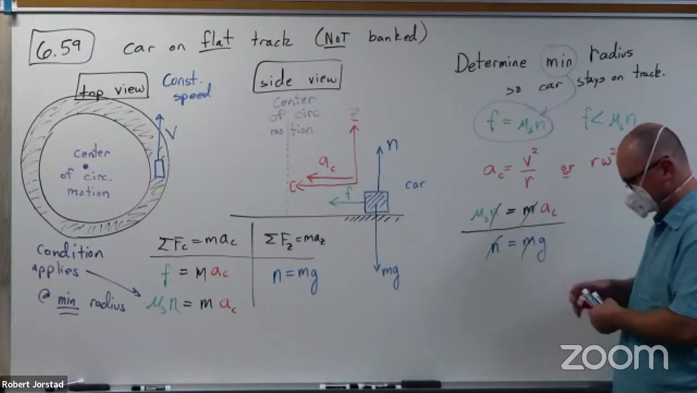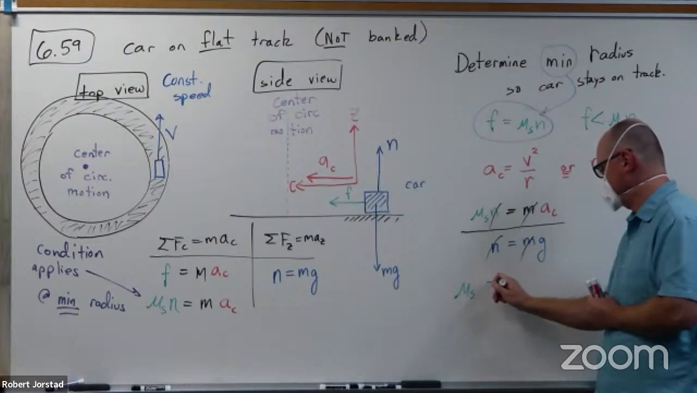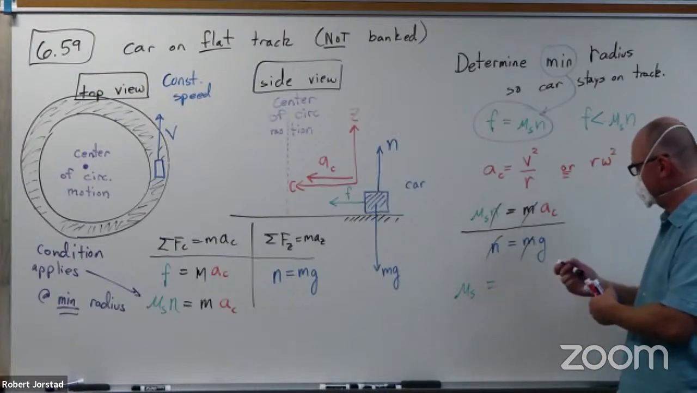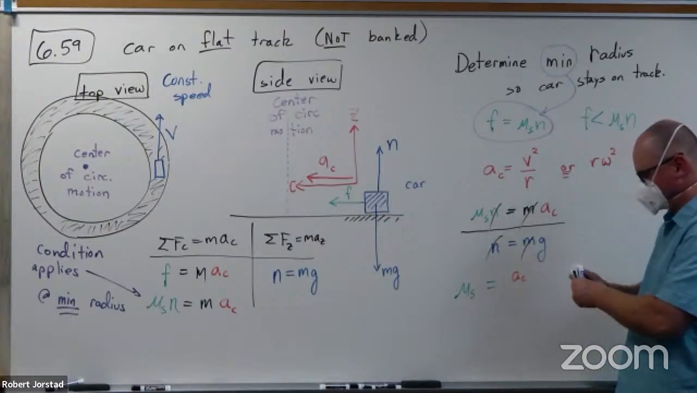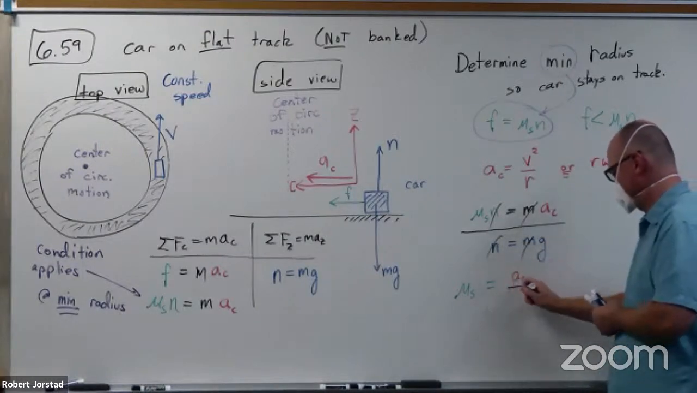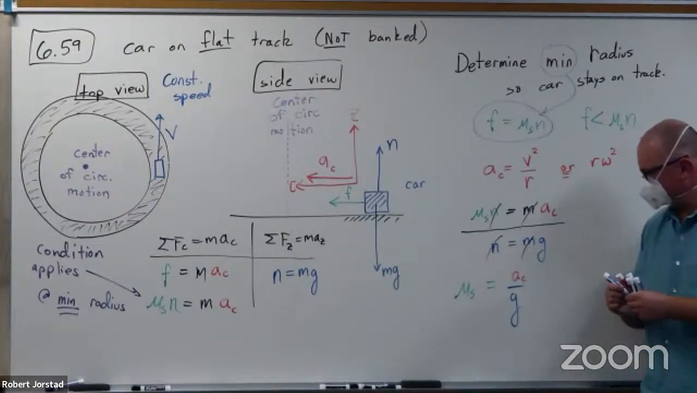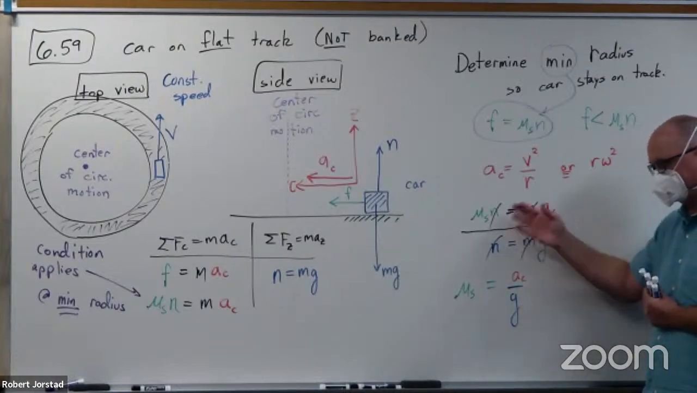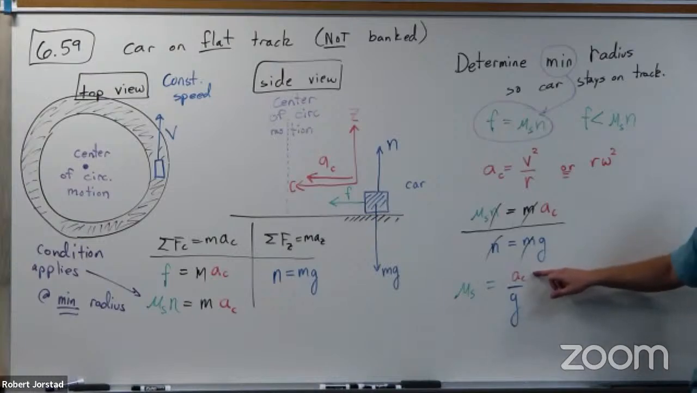Okay, anyways, let's keep going. Mu static equals a_c over g. Another trick, let the paper do the work. Don't try to do it too much in your head. All right. From here, I think you could solve for R. Do you agree? Race you to it.